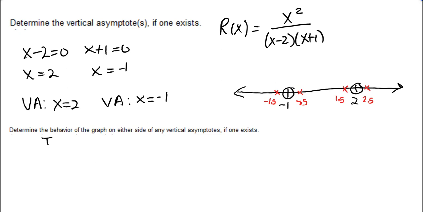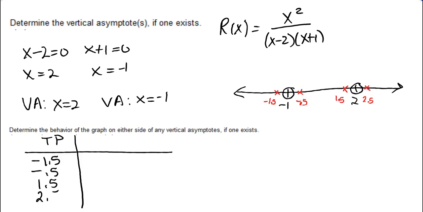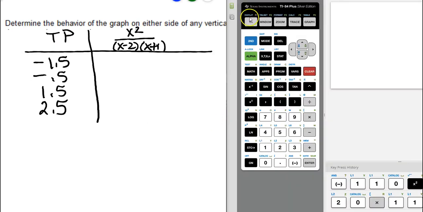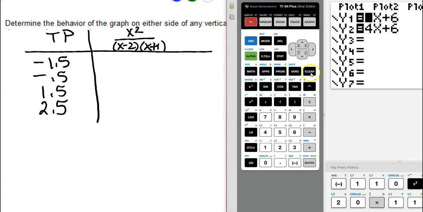So my test points are -1.5, -0.5, 1.5, and 2.5. It might be helpful to do this with the calculator, but we're going to substitute into x squared over (x minus 2) times (x plus 1). You can certainly do this by hand, but I'll show you some features in the calculator that are helpful.